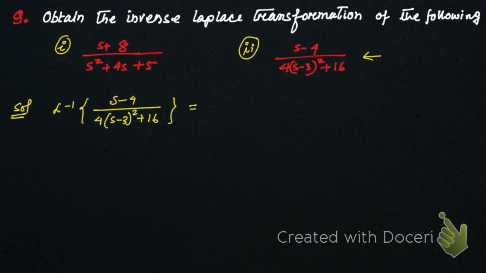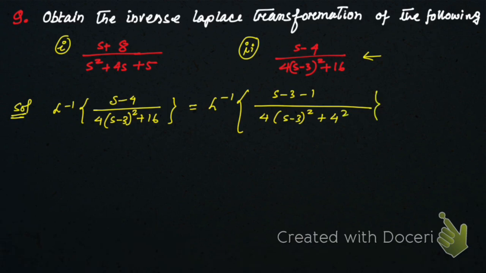So here it is going to be again inverse Laplace transformation. It can be simplified as this. Let me show you how to do that. S minus 3 minus 1 divided by 4 into s minus 3 whole square plus 4 square, right? That's how we can simplify, right?